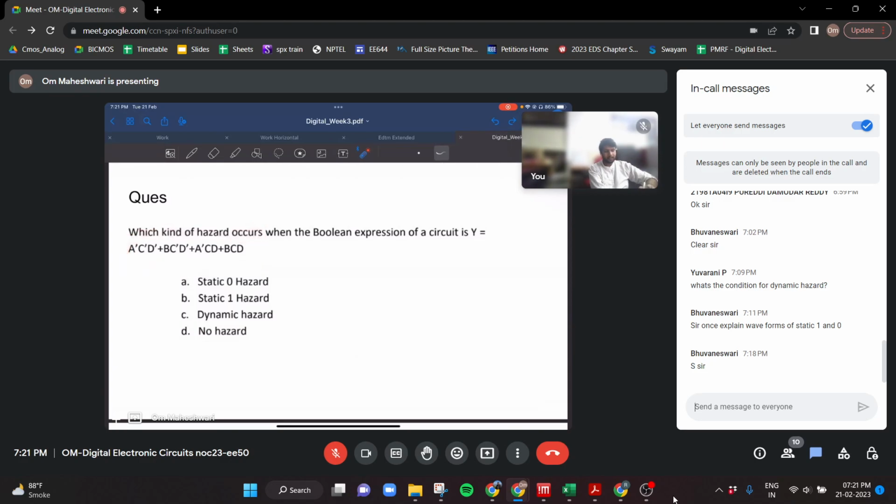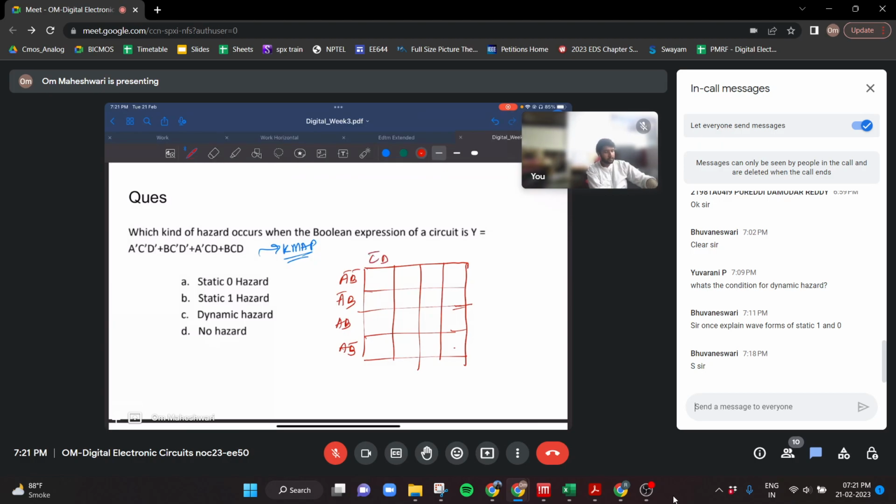What kind of hazard occurs when we solve this? An easy way to find out if there will be a hazard or not is to make a K-map. How do we find it through the K-map? Let me tell you. I'll just make a K-map. A bar B bar, A bar B, A B, A B bar, and C bar D bar, C bar D, C D, C D bar. Let us not write 0 1 3, it does not matter. I'll just mention these literals: A bar, C bar, D bar. So A bar is this, C bar is this, C bar D bar is this.